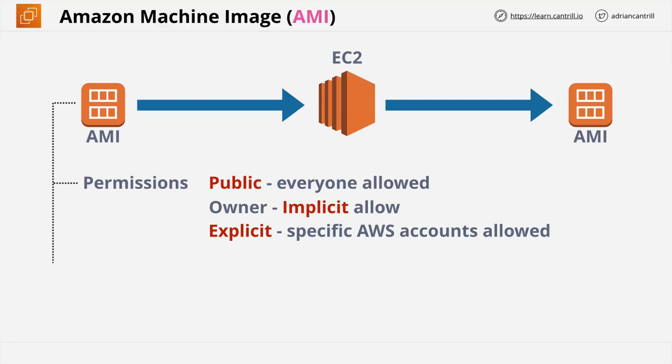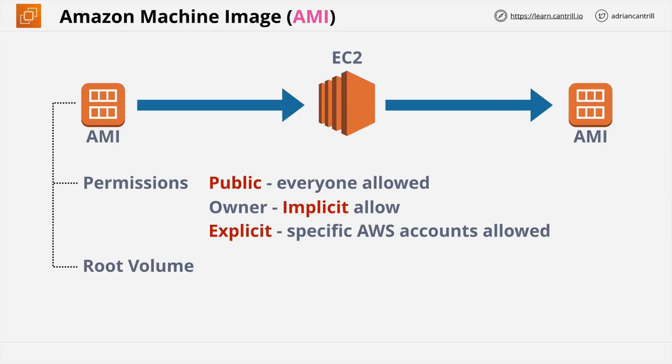It contains the boot volume of the instance. So this is the C drive in Windows or the root volume in Linux. It's the drive that boots the operating system. It can contain other volumes too, so extra drives, but it will always have at least one, the boot volume.